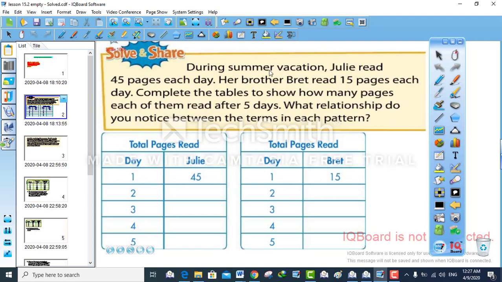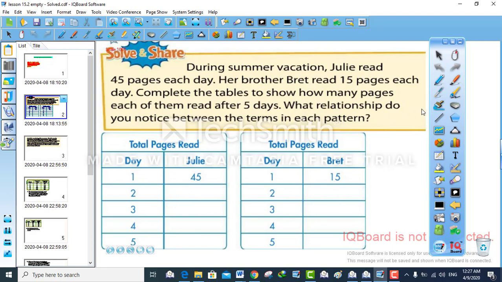As you see, in the summer vacation, they want to use their time. Because of this, both of them start reading. Here, student Jolie finished in the first day 45 pages. The other student finished 15 pages. Each and every day they will finish 45, so each time I'm going to add the same number, 45, 45, 45. Here also I'm going to add the same number, 15, 15, 15.